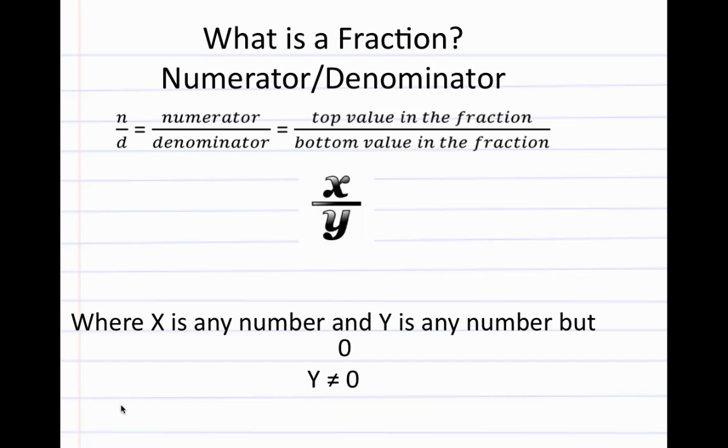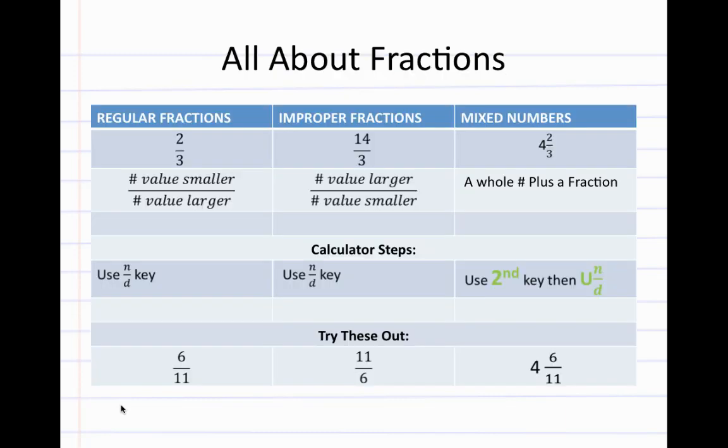What is a fraction? It has a numerator and a denominator. The numerator is the top value in the fraction, and the denominator is the bottom value. X can be any number, but Y can be any number, but it cannot be 0. Y cannot equal 0.